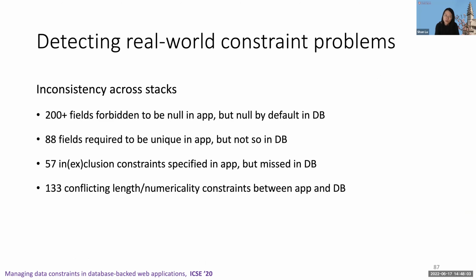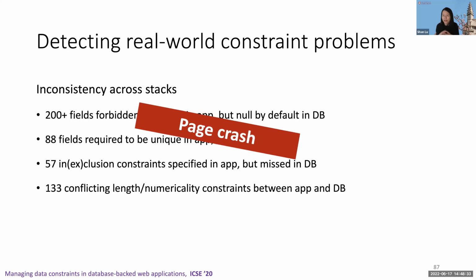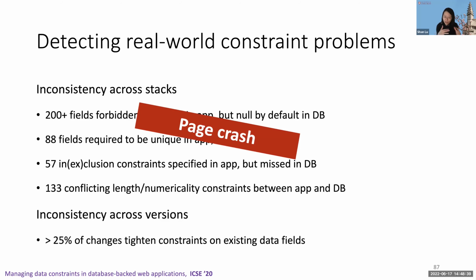Indeed, we did a check using just a static checker. We found that in the latest version of these 12 popular applications, there are problems such as more than 200 fields where the application says it cannot be null, but they're set to be null by default in the database. And sometimes the application says the field is required to be unique, but it's not checked in the database. In all these cases, they can lead to page crashes at runtime. There's also a lot of inconsistency across versions, and sometimes you just upgrade your database schema and suddenly the application cannot be used.